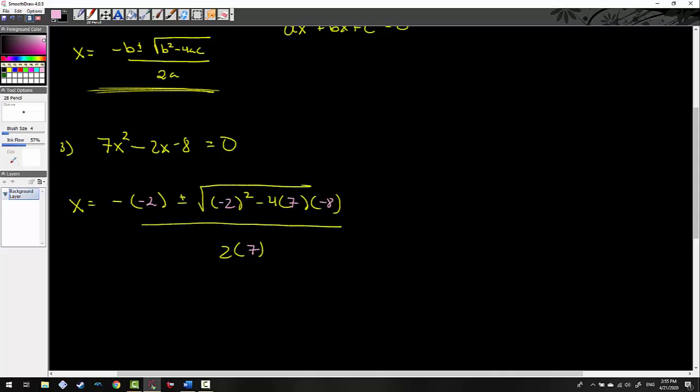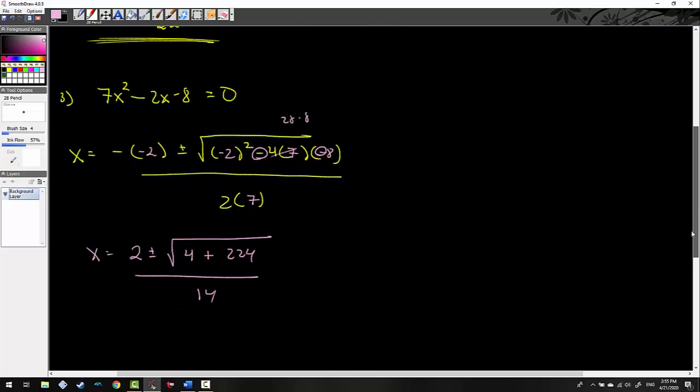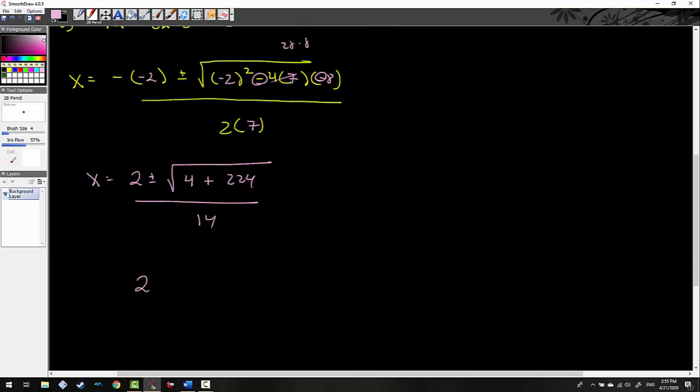Okay, so now from here, I'm going to get x equaling 2 plus or minus the square root of 4. This is going to be a negative times a negative, so it'll be positive. 4 times 7 is 28 times 8 is 224, over 14. So what I get is 2 plus or minus the square root of 228 over 14.